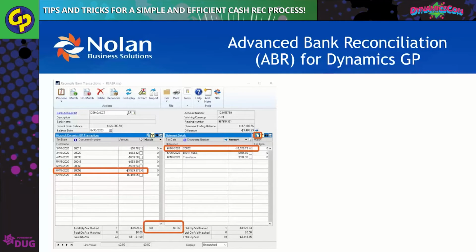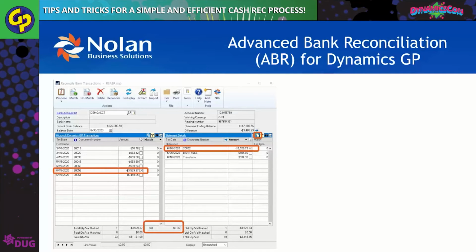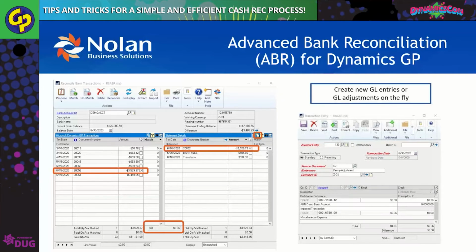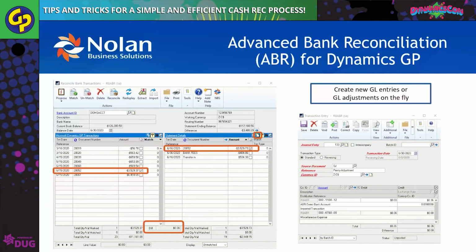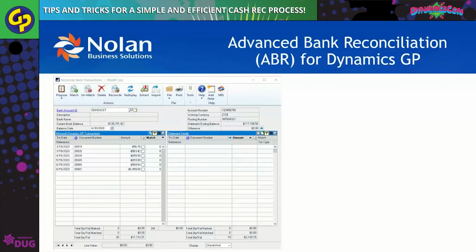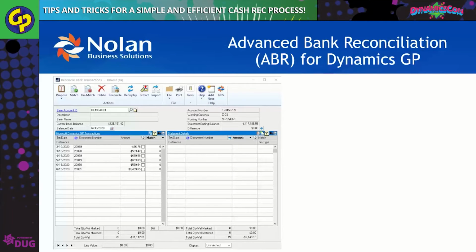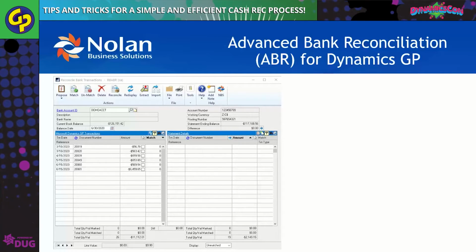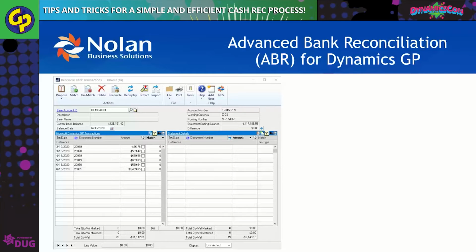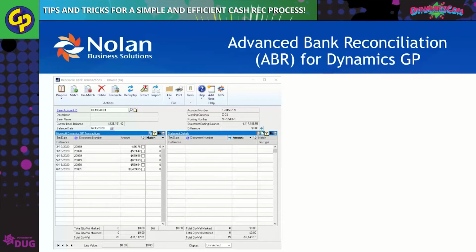New journal entries and adjustments can easily be processed by selecting an individual transaction or group of transactions and clicking the GL transaction icon to auto-populate the transaction entry window with most elements of the transaction. Once all our bank transactions are accounted for in the GL, a reconciled cash position is achieved, and we're ready to move forward to our next reconciliation.